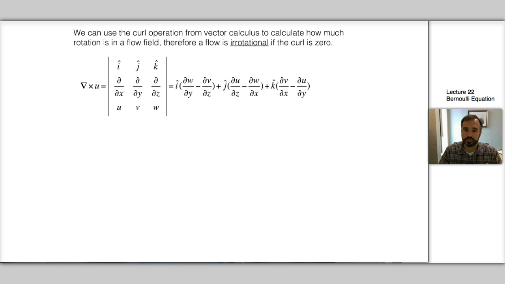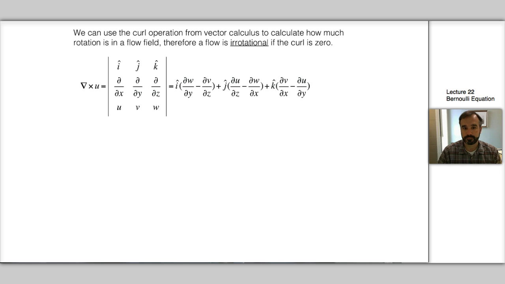And therefore the flow is irrotational if the curl is 0. So going way back to vector calculus, the curl of the velocity vector is the del operator cross the velocity. And that is simply the determinant of this matrix, where the first row is the unit vectors in our 3 directions. The second row is the derivatives in those 3 directions, and the third row is the velocities in those 3 directions.